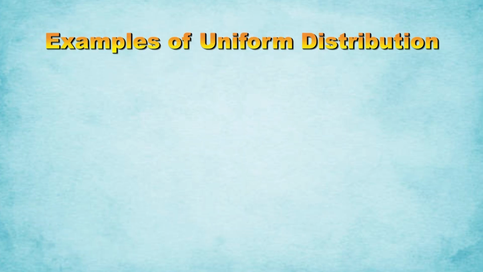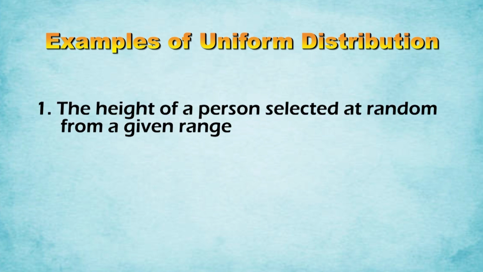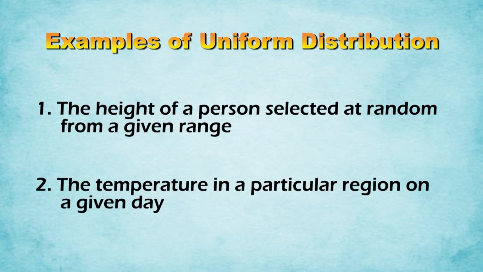We shall now look into some examples of continuous uniform distribution. The height of a person selected at random from a given range. The temperature in a particular region on a given day. We shall now understand the features of continuous uniform distribution.